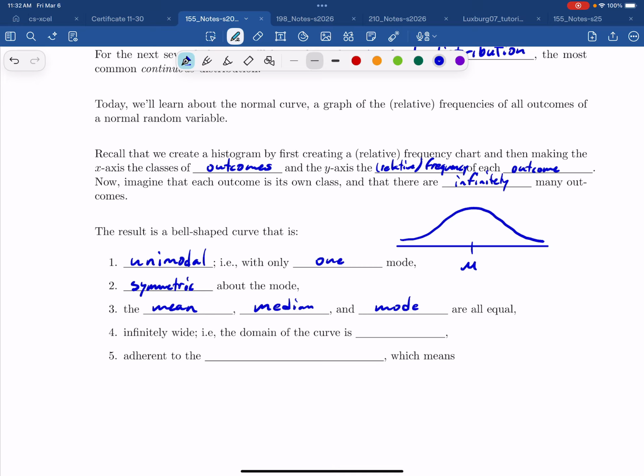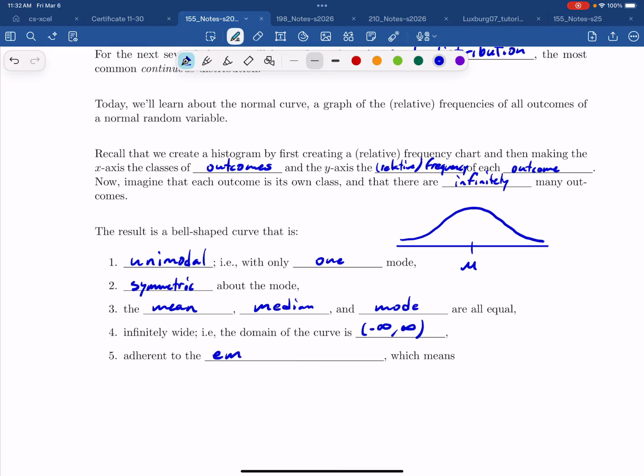It is infinitely wide, which means the domain of the curve is technically negative infinity to infinity, although, as you can tell, most of the values are close to mu. But technically speaking, every value in theory has some kind of relative frequency. It's just infinitesimally small, basically.